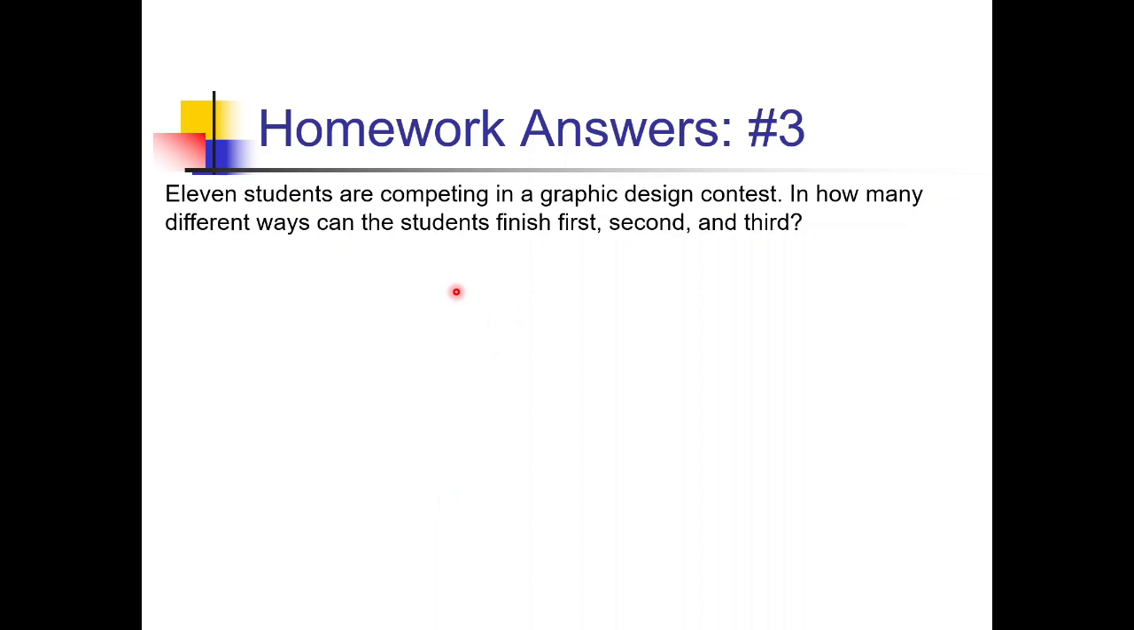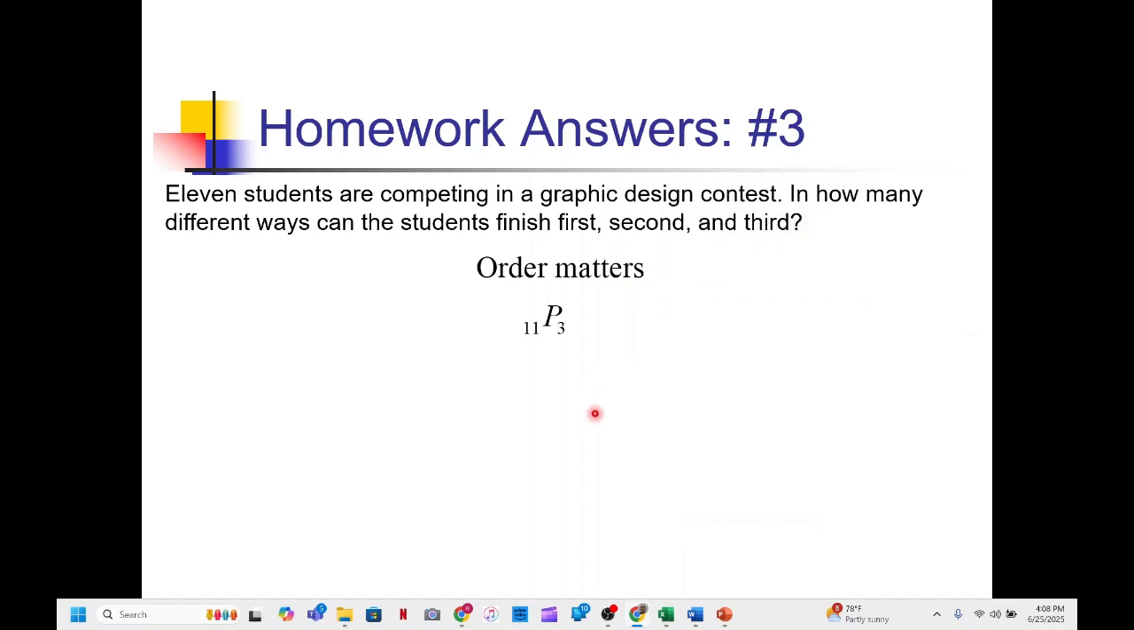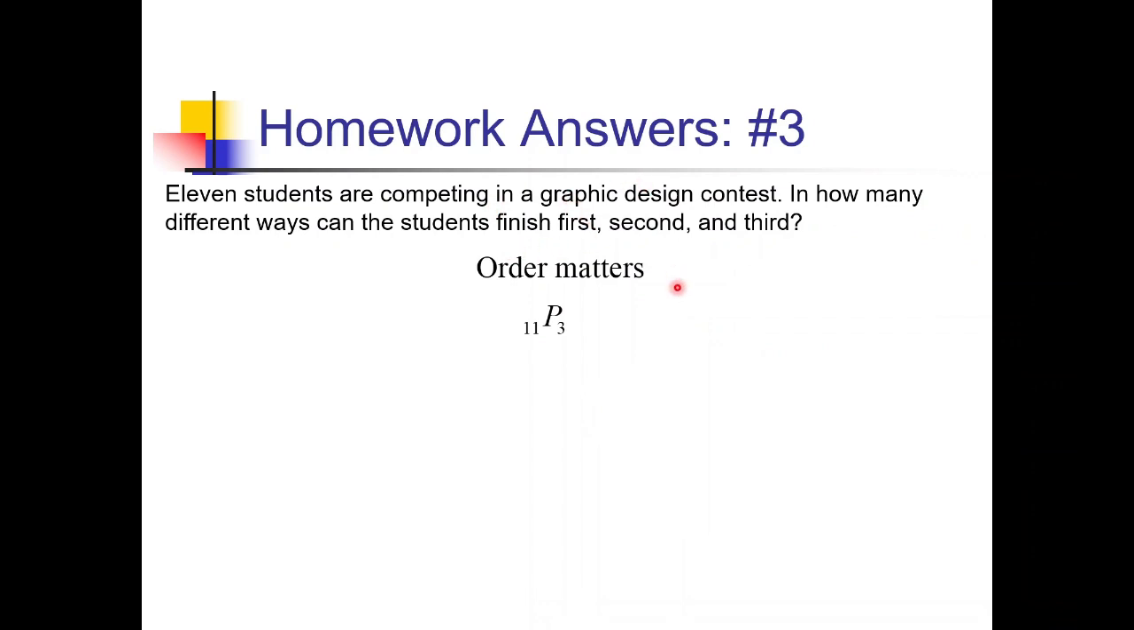On this one, we have 11 students competing in a graphic design contest. How many different ways can the students finish first, second, and third? So we're just doing a count here of number of ways. And since we have first, second, and third, the order matters. So we're going to need a permutation for this one. We have 11 total, and we're picking 3. So 11P3 is the setup. Let me go to Desmos, and then let me do 11P3. So nPr, parentheses, 11, 3. And that comes out to 990 different ways that we could have students finishing first, second, and third.